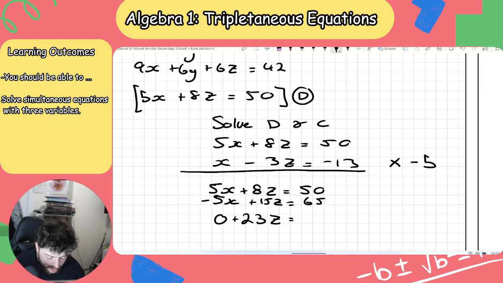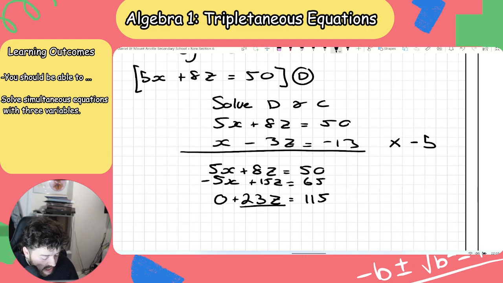And then 65 plus 50 is 115 divided by 23. There you go. Okay, that actually works out. Sorry if I was wrong for a second. I was like, oh god, 115 is not divisible by 23, but it actually is. So divide both sides by 23. And I'm going to get z is equal to 5.